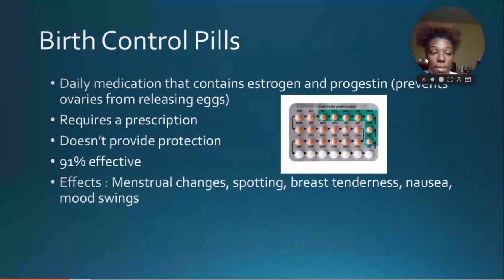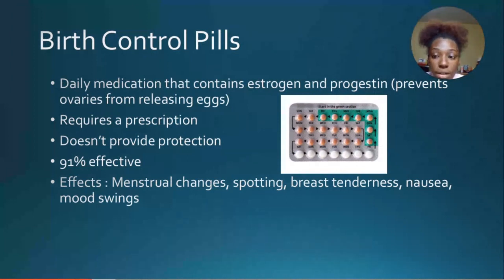So, birth control pills. Birth control pills are a daily medication that contains estrogen and progestin, which prevents ovaries from releasing eggs. This requires a prescription, so you cannot go in the store and buy these, or at any pharmacy. You will have to go to your clinic or to your doctor for them to prescribe them to you.